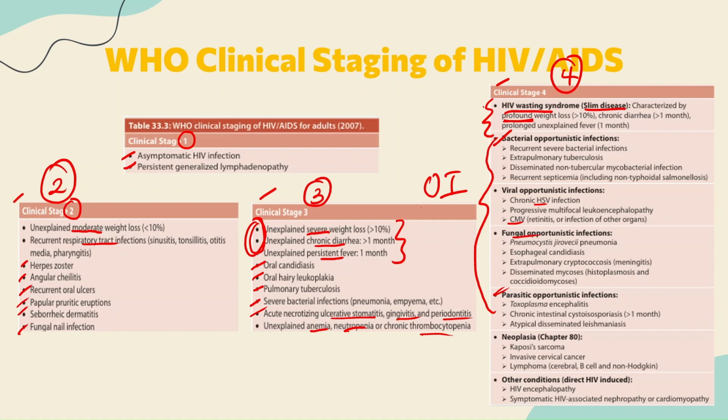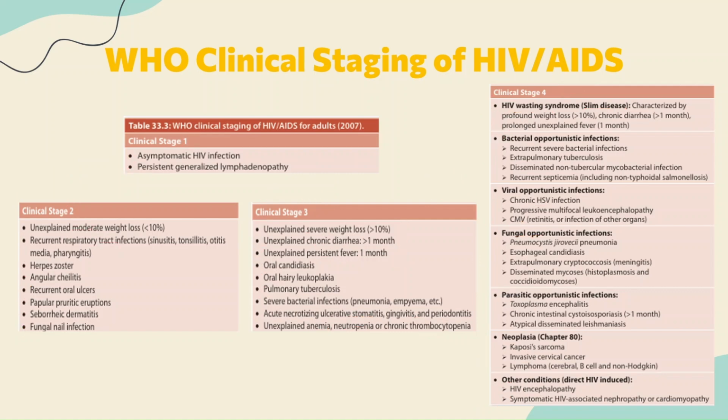So along with HIV wasting syndrome, if the patient is presenting with opportunistic infections, and the patient may also present with some neoplastic conditions like Kaposi sarcoma, invasive cervical cancer, or lymphomas, we can say it is again stage 4. It can also have direct HIV induced conditions like HIV encephalopathy, and symptomatic HIV associated nephropathy or cardiomyopathy can also be associated. So in short, in stage 4 you have the triad of weight loss, chronic diarrhea and unexplained fever. Those three things are present, so you have the slim disease.